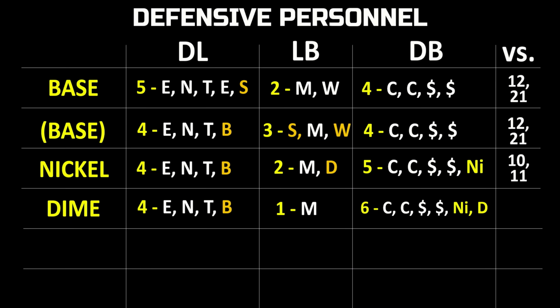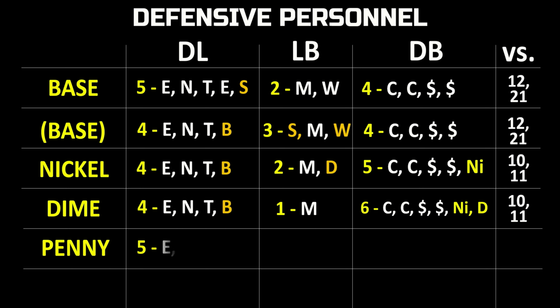This is good against 10 personnel, and then it's good against 11 personnel if it's an obvious passing down, 2nd and long, 3rd and medium to long. You'll see teams go dime pretty often. And those are the most common defensive personnels. There are some one-offs that you see. There's quite a few personnels, but one that we'll cover right now is called penny.